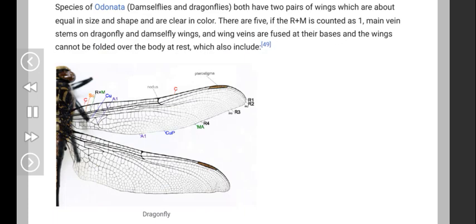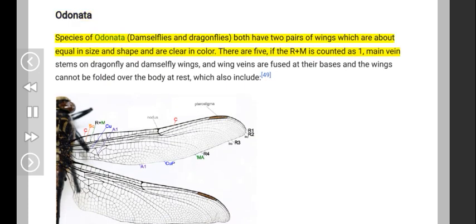Odonata. Species of Odonata, damselflies and dragonflies, both have two pairs of wings which are about equal in size and shape and are clear in color. There are 5 main vein stems, if R plus M is counted as 1. On dragonfly and damselfly wings, the veins are fused at their bases and the wings cannot be folded over the body at rest.